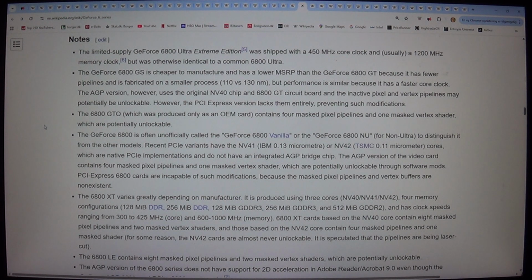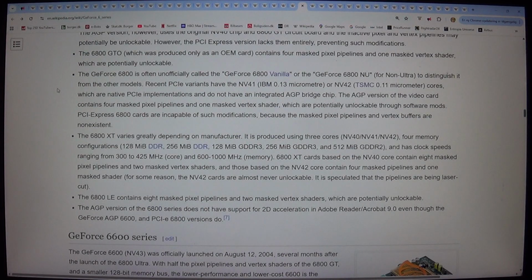The AGP version, however, uses the original NV40 chip and 6800 GT circuit board, and the inactive pixel and vertex pipelines may potentially be unlockable. However, the PCI Express version lacks them entirely, preventing such modifications. 3. The 6800 GTO, which was produced only as an OEM card, contains 4 masked pixel pipelines and 1 masked vertex shader, which are potentially unlockable.